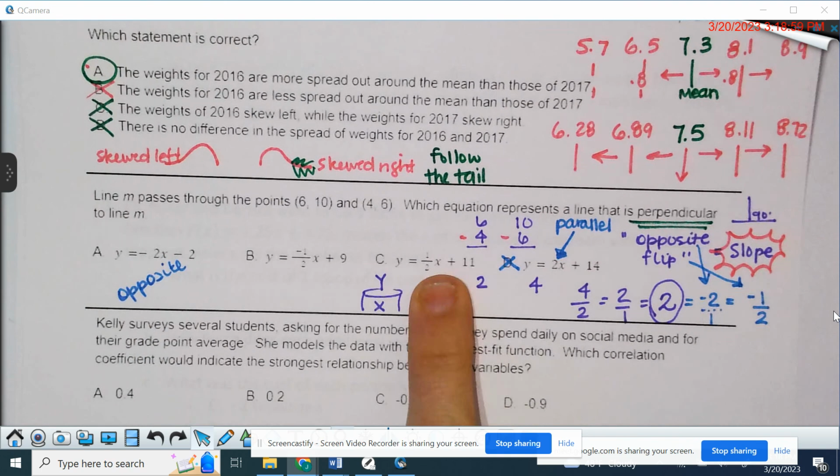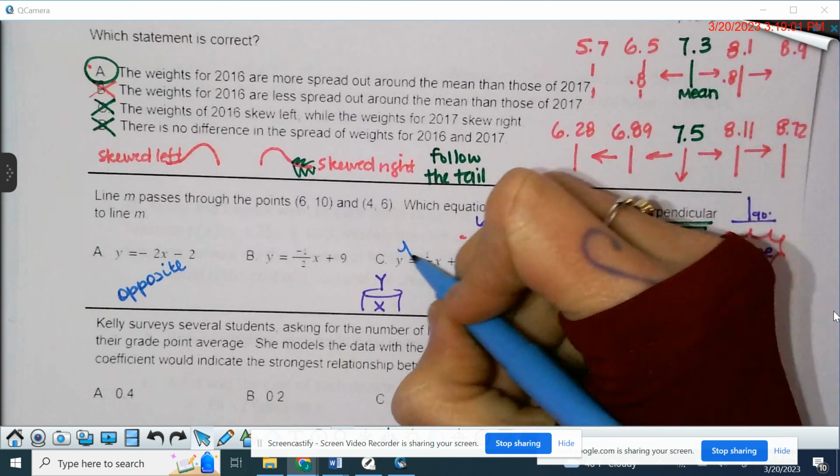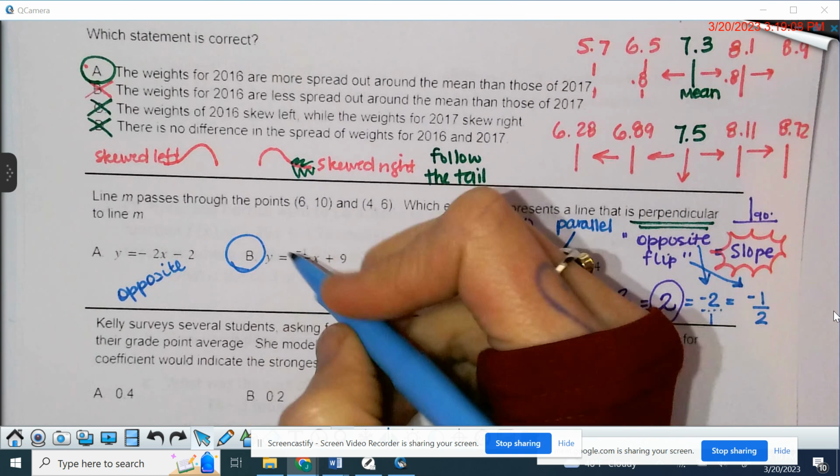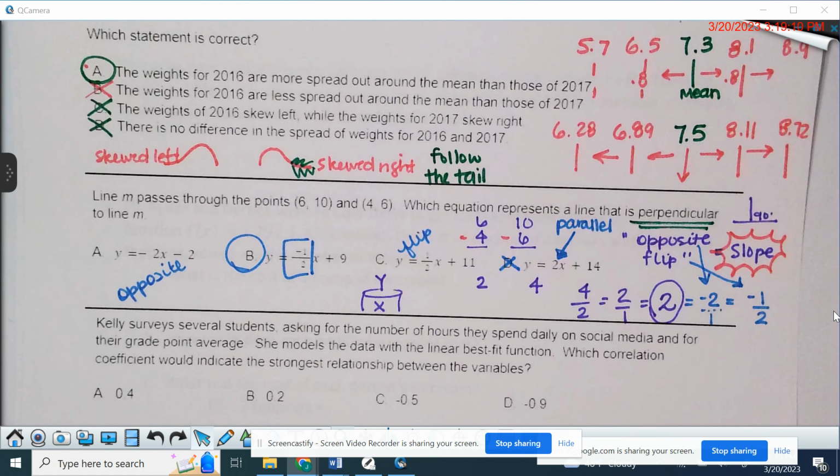Problem with C is this is the flip, but no opposite. So again, I guess stop too soon. You could flip it first. And so B is our answer because of that negative 1/2 slope. The y-intercepts do not matter at all, not even a little bit. So that negative 2, the positive 9, positive 11, positive 14 mean absolute squat to this question.